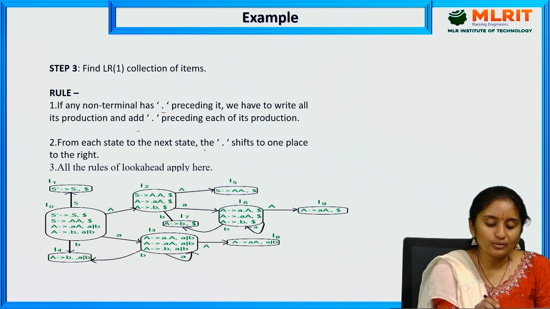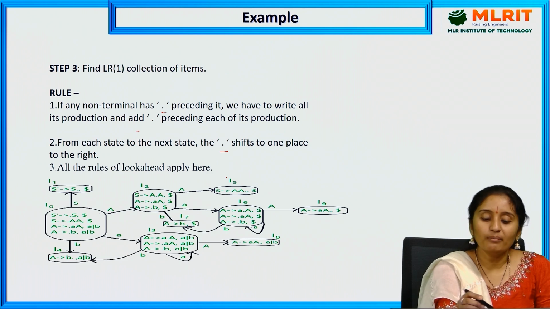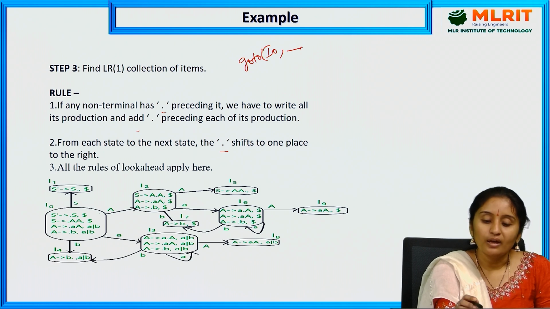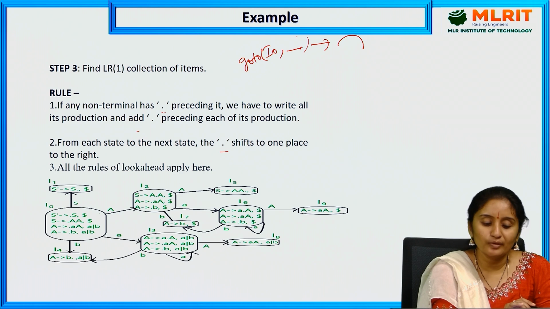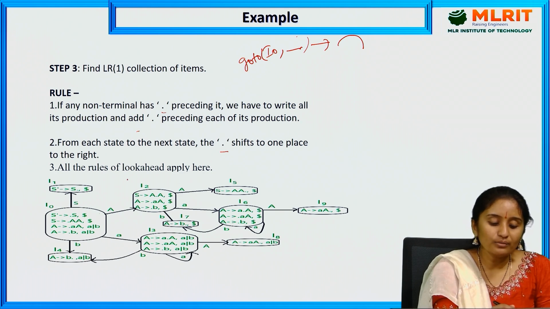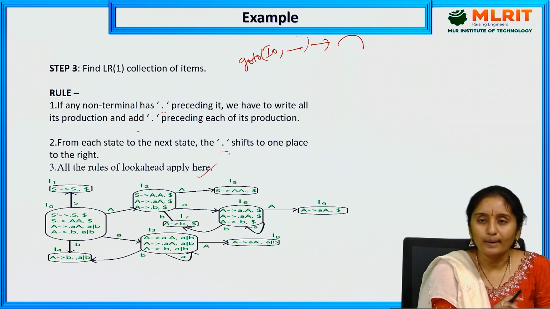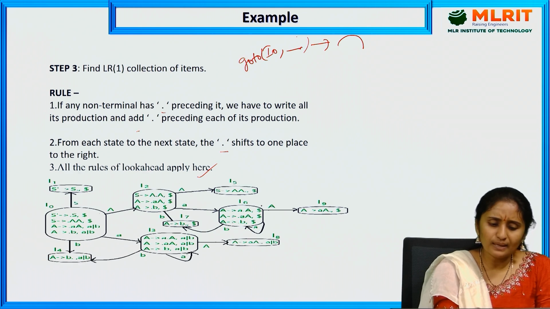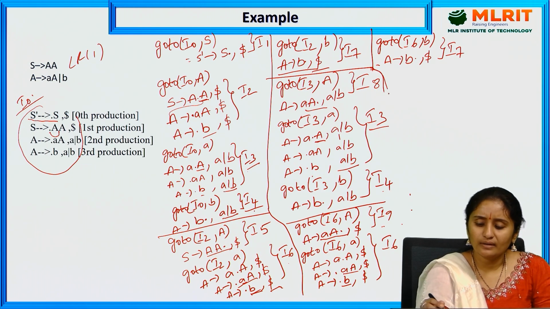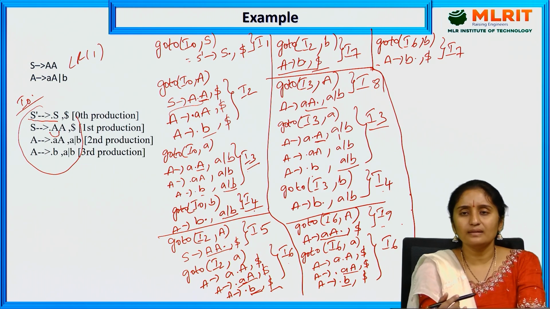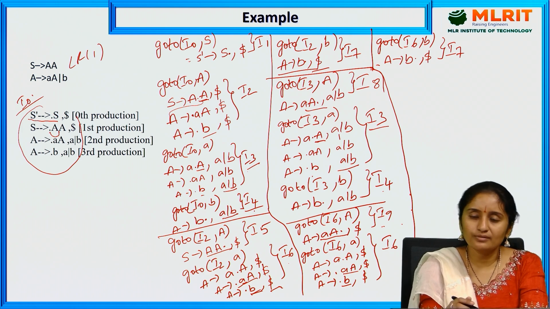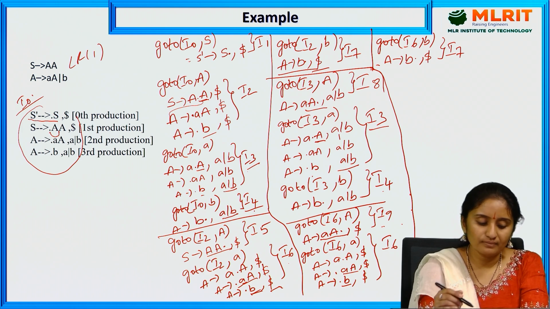For each state to the next state, the dot shifts one place to the right. Nothing but when we have applied goto function on each state, on each terminal or non-terminal, the dot is moving to the next state. All the look aheads are applied over here. The same thing we can write in a data flow diagram. So we can write like this or that way. Both are pointing to the same. So let us try here.